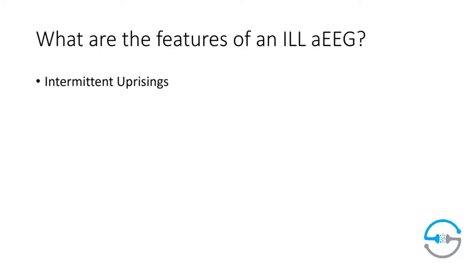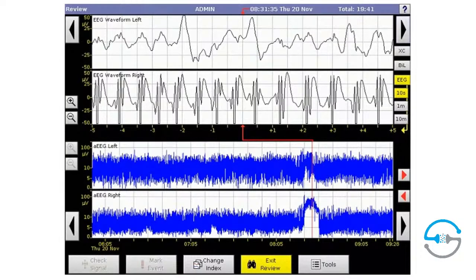And of course, the number one bad sign of any pathological EEG tracing or brain activity is intermittent uprisings, meaning seizures, right? And so seizures can come in many forms, and they are very rarely as beautiful as this example. But I wanted to talk about these intermittent uprisings and some of the features that we know are the hallmarks of seizures on aEEG. So let's talk about what are these features of seizures on aEEG.